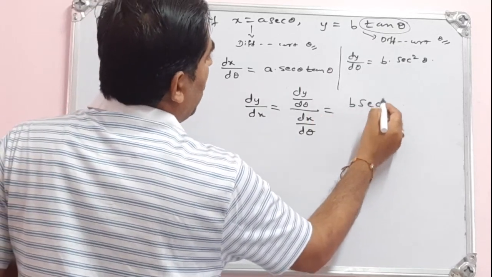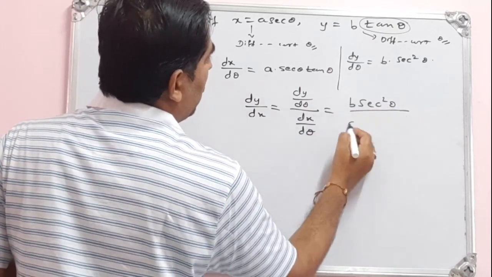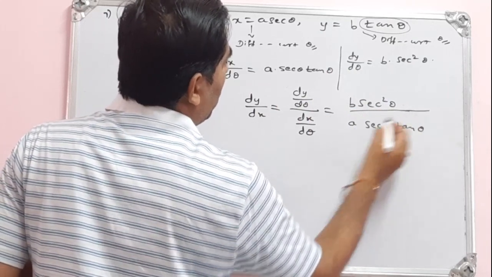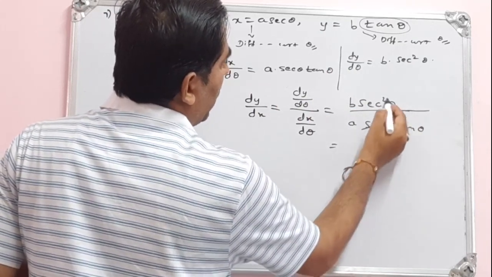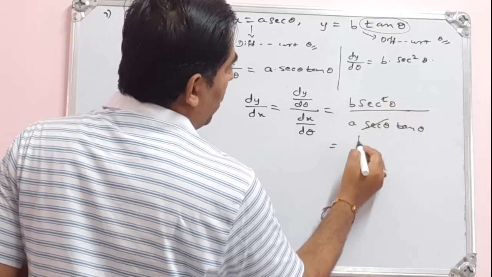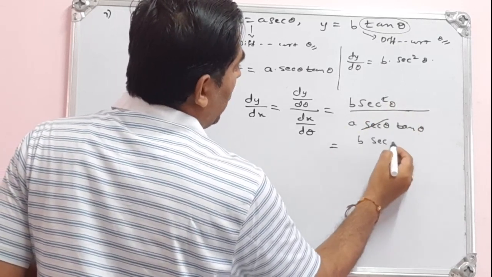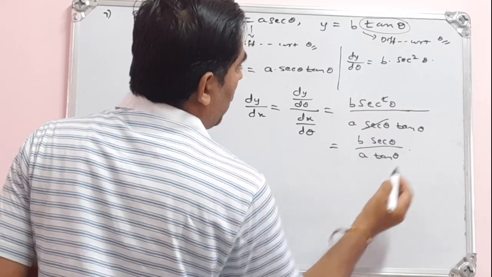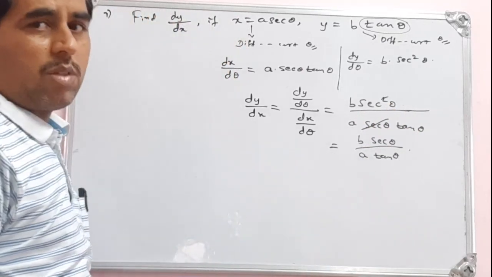We get b secant square theta divided by b secant theta into tan theta. Then one secant theta gets cancelled here. So I will get b secant theta divided by this, and the tan theta remains as it is. So we can stop at this stage. Otherwise we can simplify it.